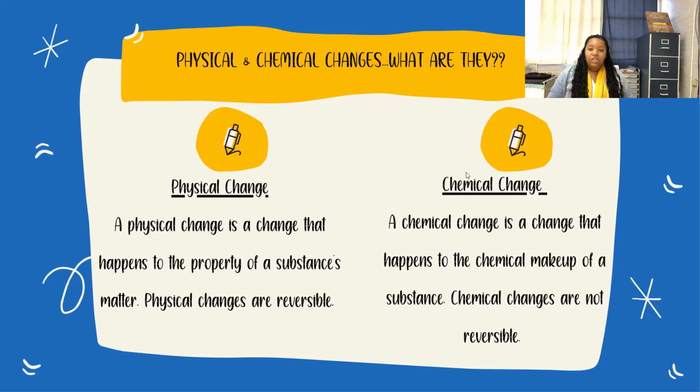But chemical changes, on the other hand, are changes that do happen to the chemical makeup of a substance. So chemical changes are not reversible. So think about that same sheet of paper. If I lit that paper on fire with a match, then it would turn to ashes. So it's no longer paper. I can't take those ashes and put my paper back together. Okay, so a chemical change has occurred.